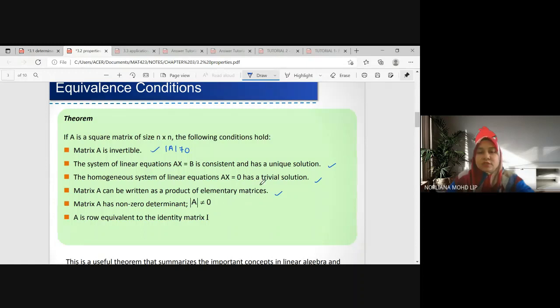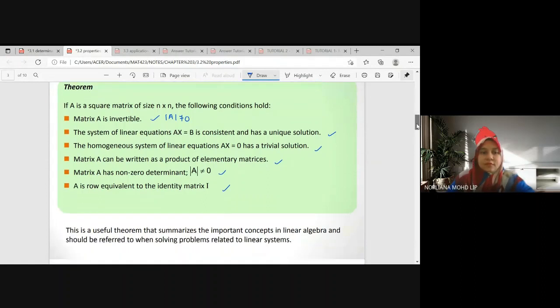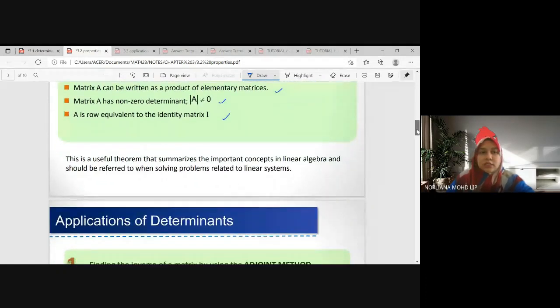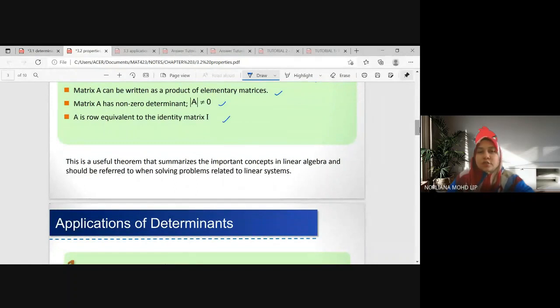Okay, this one is from the previous chapter, elementary matrix. Matrix A has a non-zero determinant. Therefore, determinant of A is not equal to 0. Okay, it's the same as number 1. Matrix A is invertible. A is row equivalent to the identity matrix. Okay, this is a useful theorem that summarizes the important concepts in linear algebra and should be referred to when solving problems related to systems of linear equations.